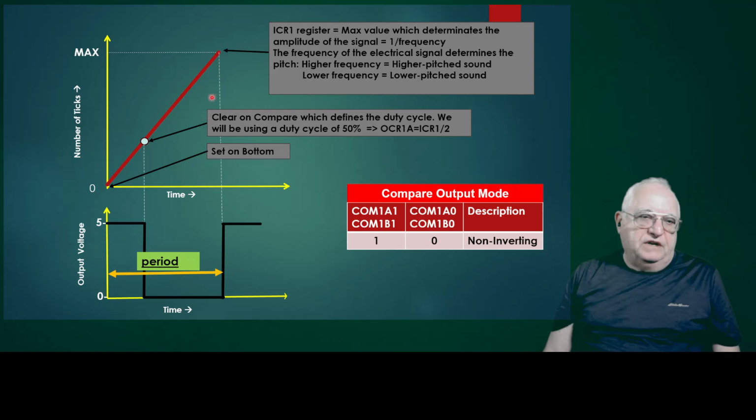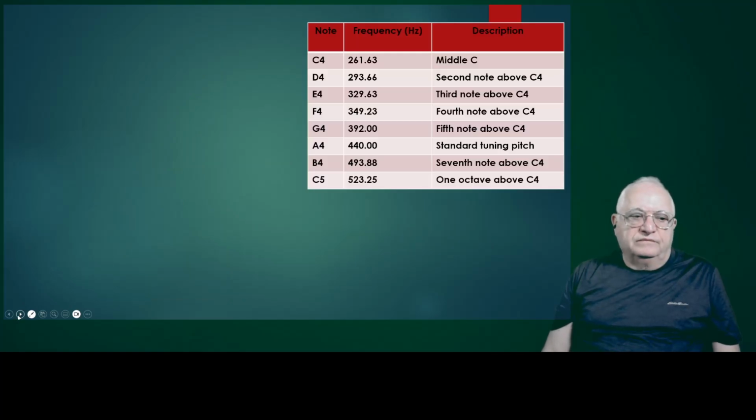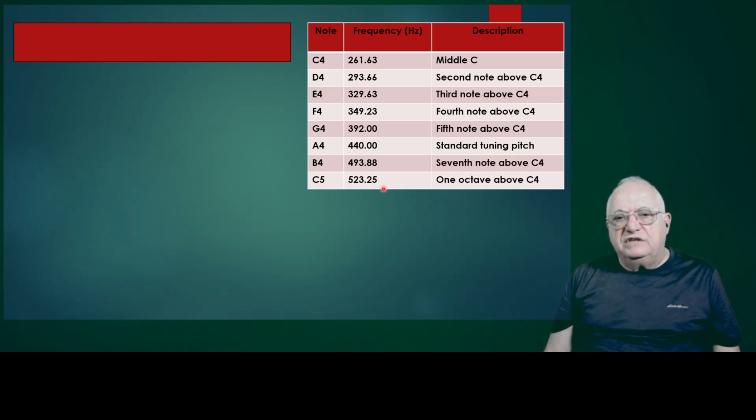The main concept here is that we need to understand that this max value is related to the period, and that's related to frequency. So this is the frequencies we want to generate, and this is a little description saying they are notes. So let's put together all the math that we have to do to make this happen.